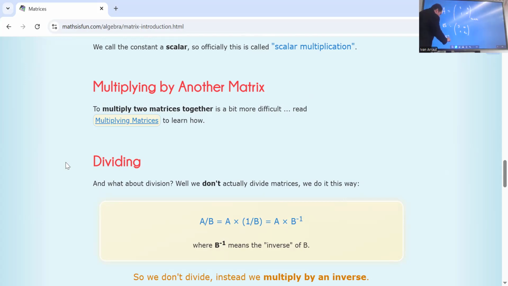I have to calculate the inverse of this matrix because the inverse of a matrix is a matrix such that when I multiply the matrix by the inverse, I obtain the identity matrix. What is the identity matrix? It's a matrix with ones in the diagonal and zeros in the non-diagonal terms. Any matrix multiplied by the identity gives you the same matrix. This matrix is equivalent to the number 1 in the numbers. Multiplying by 1 gives you the same number. If you multiply any matrix by the identity, you obtain the same matrix.